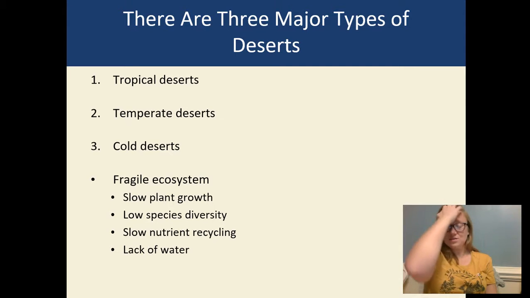So let's just get started talking about these biomes. Terrestrial biomes, I'll do another video on aquatic biomes. So let's start with deserts. There's 3 types of deserts.